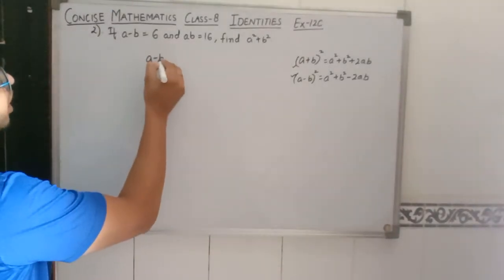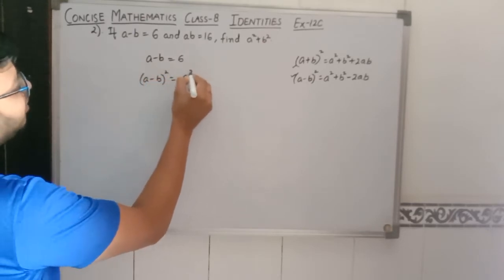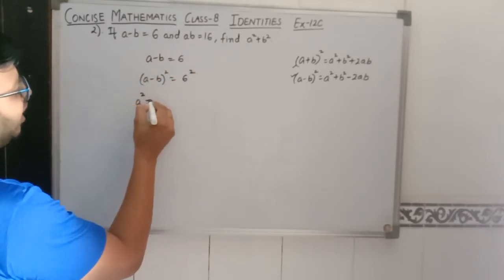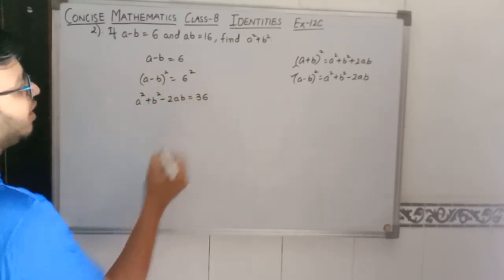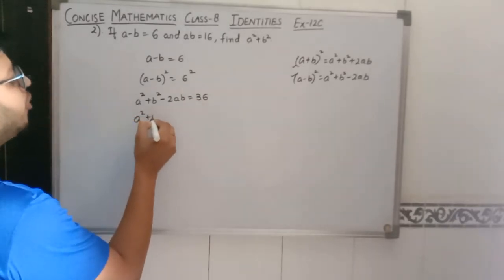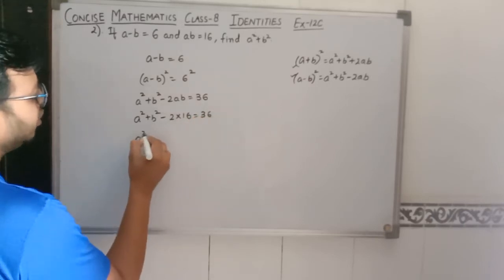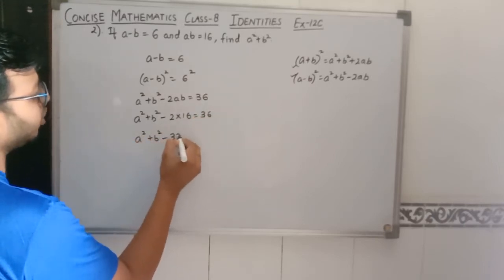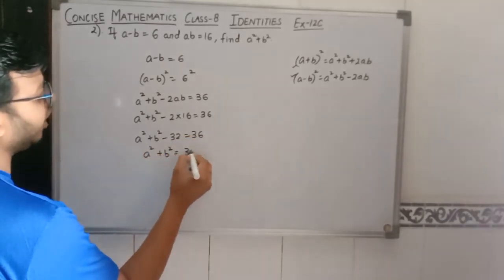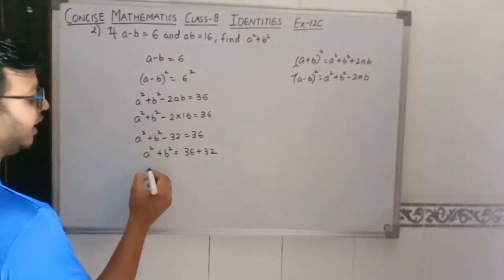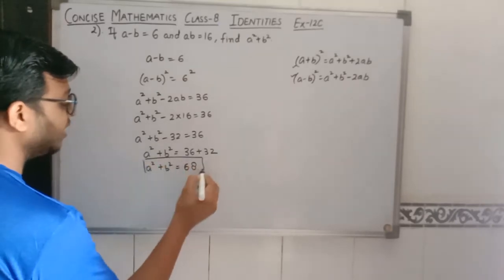The information is a minus b is equal to 6. Again, we have to do the whole square on both sides. So on the left hand side, the identity gives a square plus b square minus 2ab, which is equal to 6 square, that is 36. The value of ab is 16, so 2 into 16 is 32. So a square plus b square minus 32 is equal to 36, because 32 is negative on the left hand side. When we pass it to the other side, it becomes positive. So overall, the value of a square plus b square will become 68.